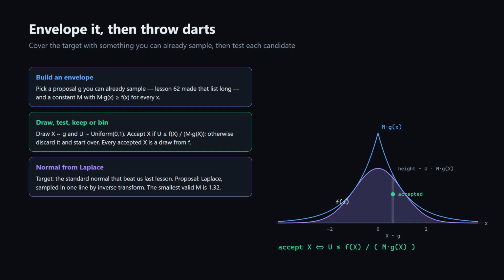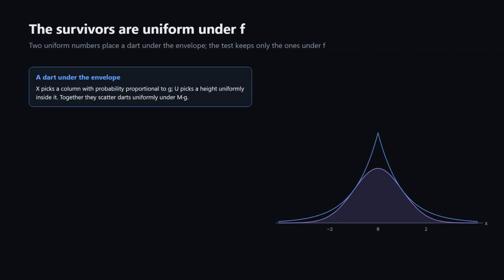Here is a concrete pair. Target, the standard normal, the very distribution that defeated us last lesson. Proposal, the Laplace distribution, which the inverse transform samples in one line. The smallest valid m is 1.32, and the envelope touches the target at plus and minus 1, exactly where the ratio is worst. Why does it work?